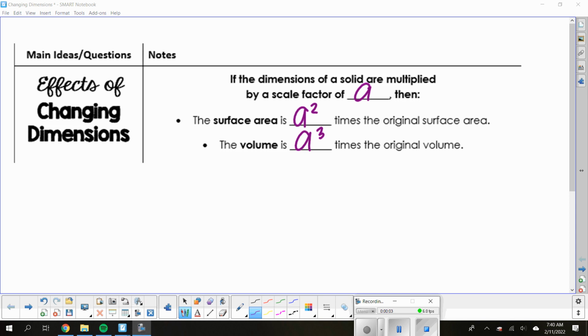Today's lesson is going to cover the effects of changing dimensions. So we're on page 12 to start. If the dimensions of a solid are multiplied by a scale factor of A, then two things can happen. The surface area, which I know we don't deal with, but just so you know in general, in case it comes up, is going to take the A value, the scale factor, and square it. It's going to be A squared times the original surface area. Then the volume is going to be A cubed times the original volume.